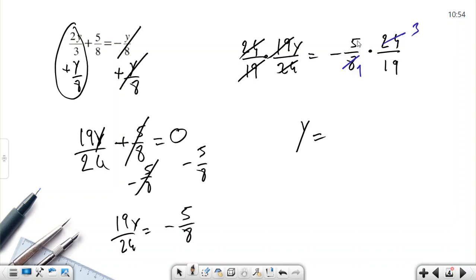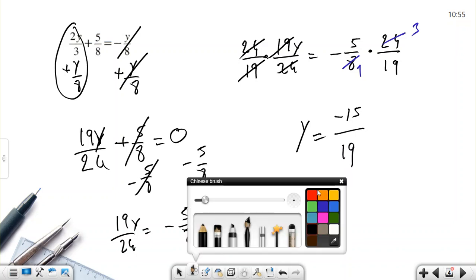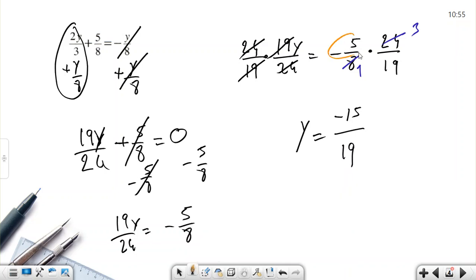So minus 5 times 3, here negative sign. So minus 5 times 3 is minus 15. 1 times 19 is 19. So let me show you to be sure. As you see, this is negative 5. How we read it is negative 5 over 8. So this negative we can use for 5. Minus 5 times 3 is minus 15, and 1 times 19 is 19. What we get? y is equal to minus 15 over 19.